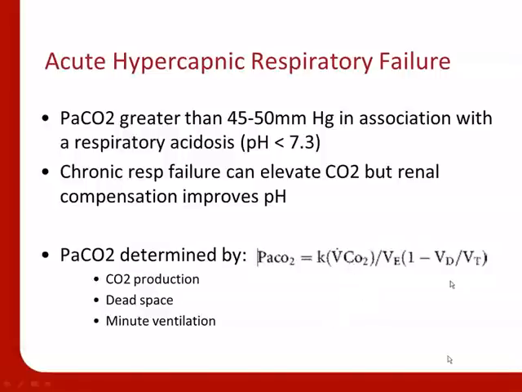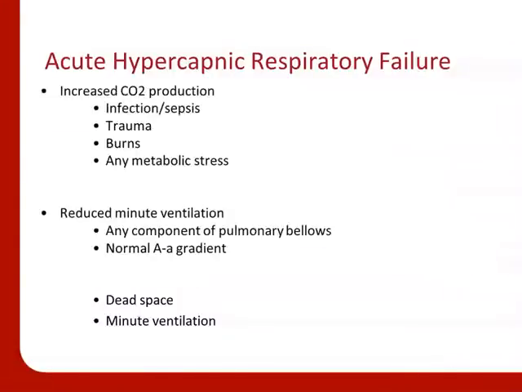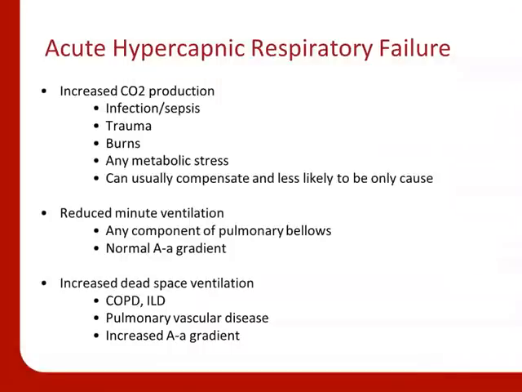Dead space and the minute ventilation. So again, they increase CO2 production: sepsis, trauma, burns, any metabolic stress. Things that affect your minute ventilation, any component of the pulmonary bellows. So kind of going back, anything from the CNS to the nerve system to the muscle system can do it. And again, most of these will give you a normal AA gradient.